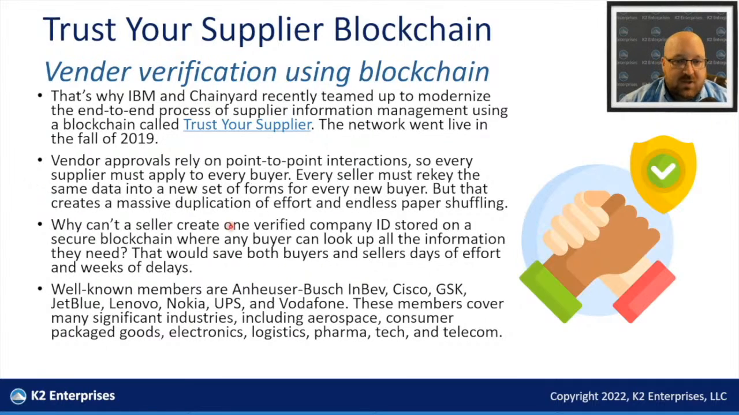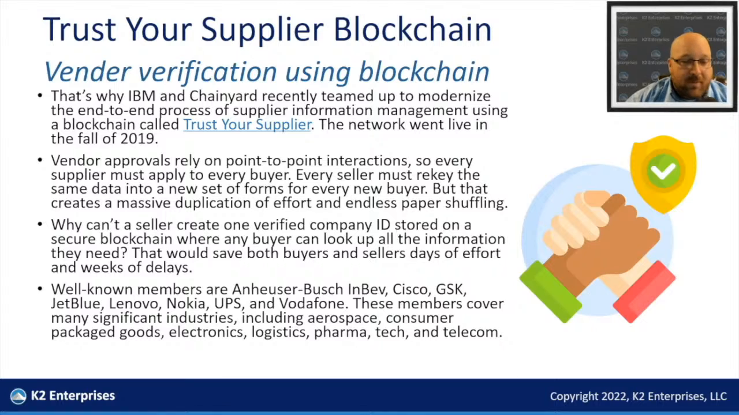What they really wanted to do was create one single verifiable company record stored on a secure blockchain, where a buyer can look up that information and know, because it's through the blockchain and through the work of Chainyard, that the vendor is legit and meets whatever qualifications are necessary to do business. And you could have different types of vendors inside of Chainyard. A single vendor might be enabled to do work with the federal government, but maybe not with private business.